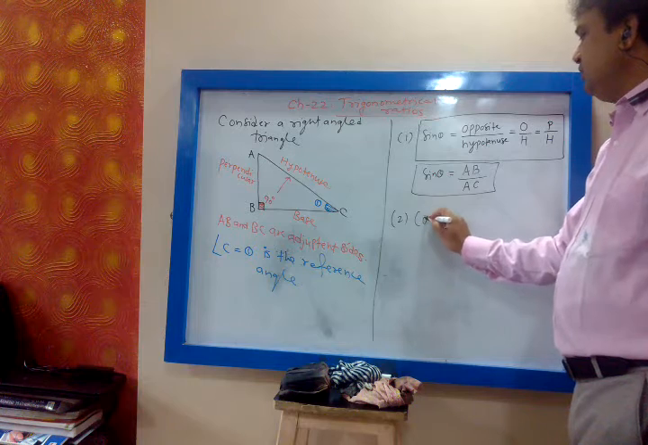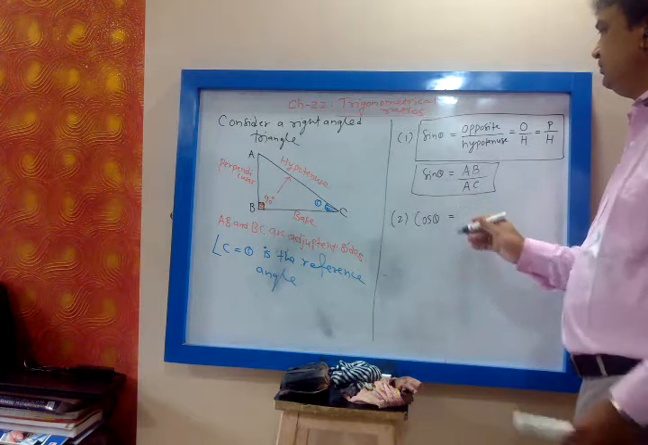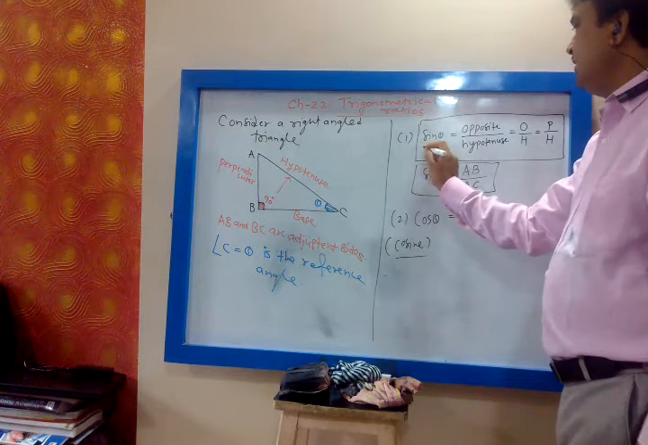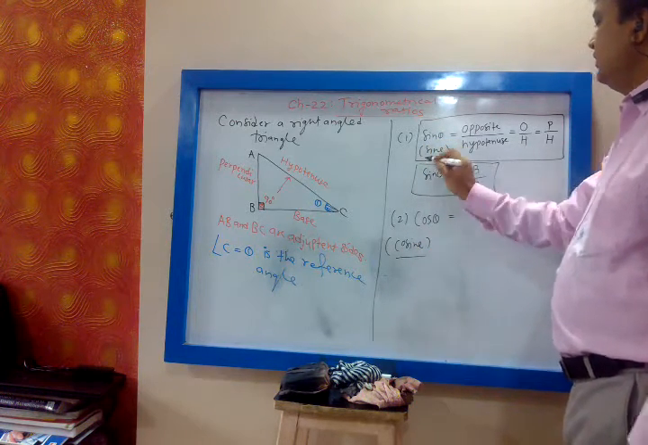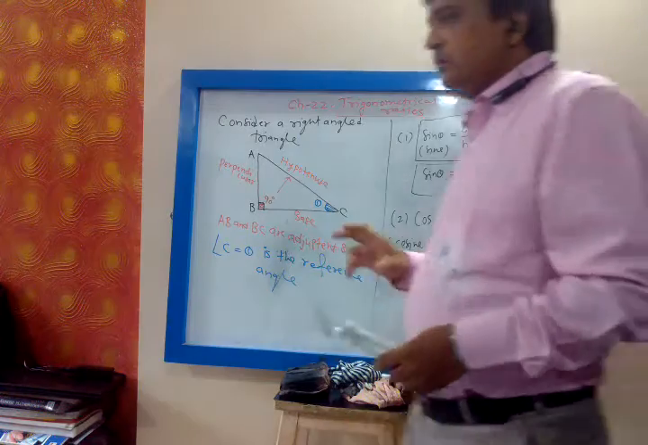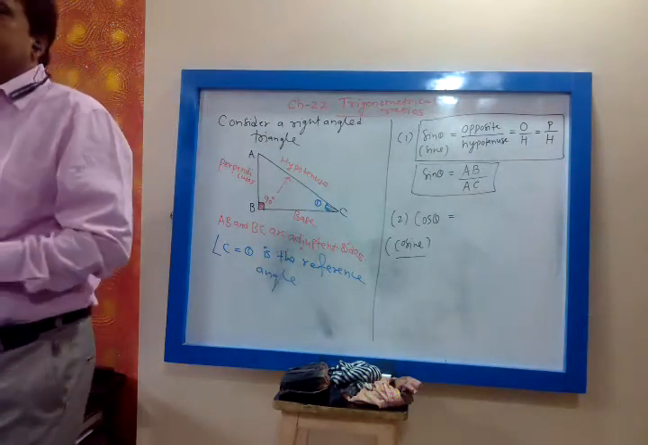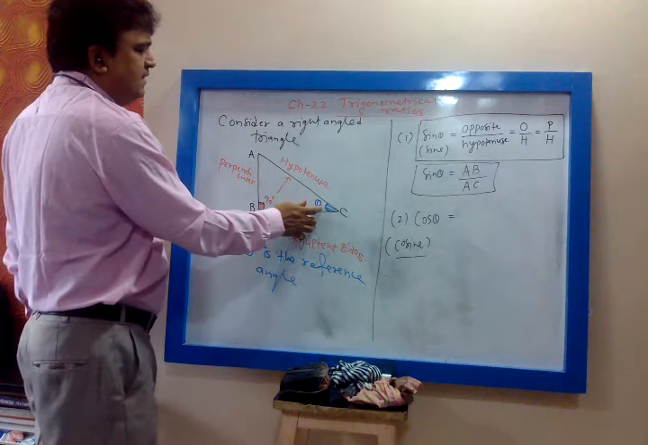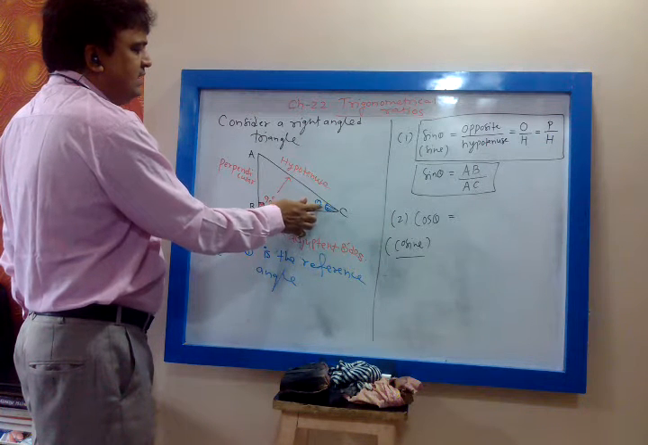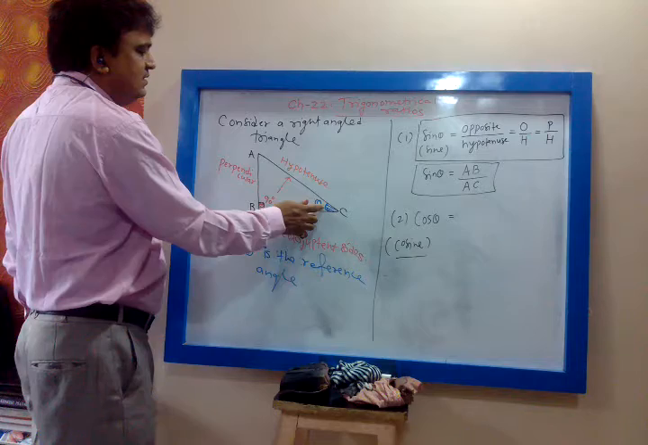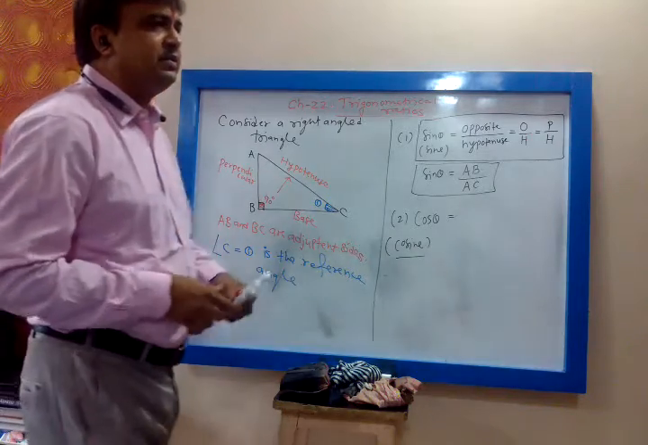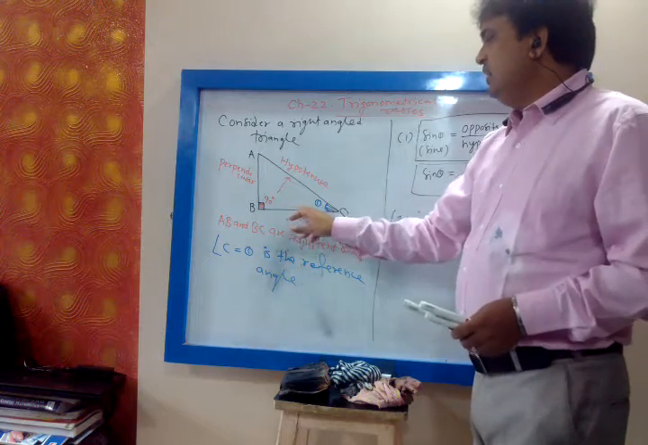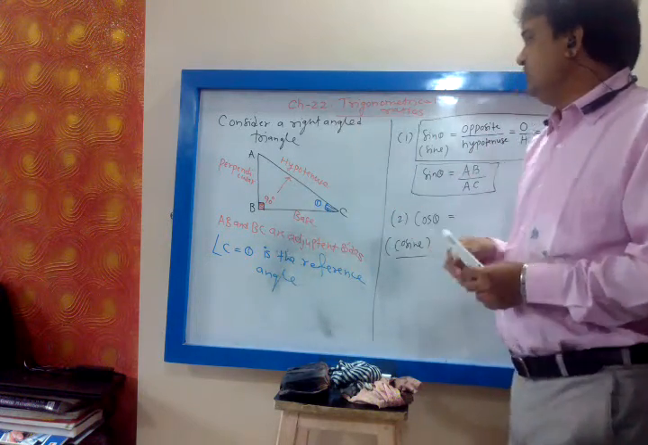Now the next trigonometrical ratio is cos theta, which we read as cosine. Always we find the trigonometrical ratio with respect to the reference angle. My reference angle is theta. Now what is cosine theta? Cosine theta is adjacent upon hypotenuse.